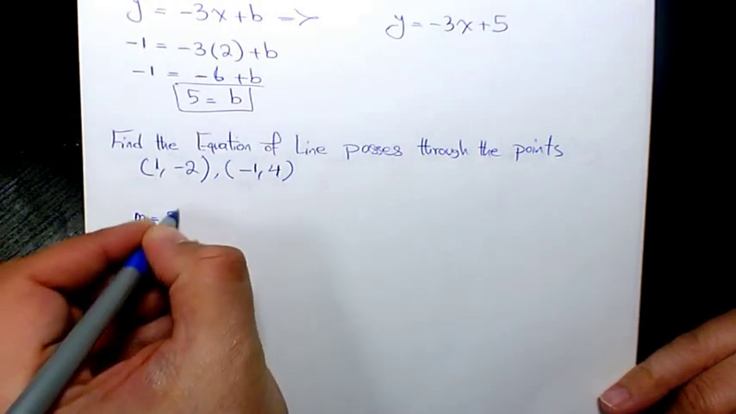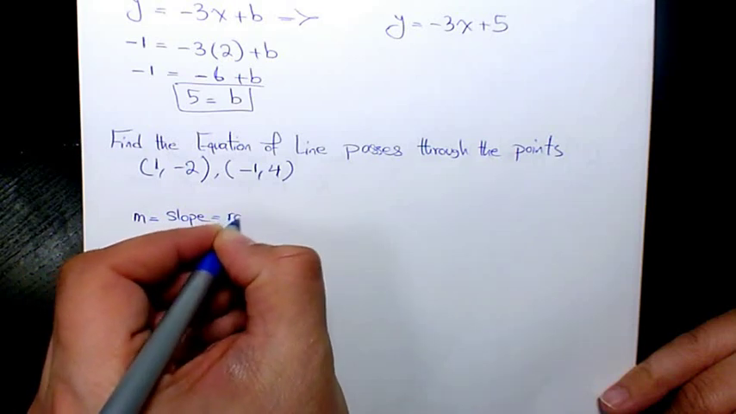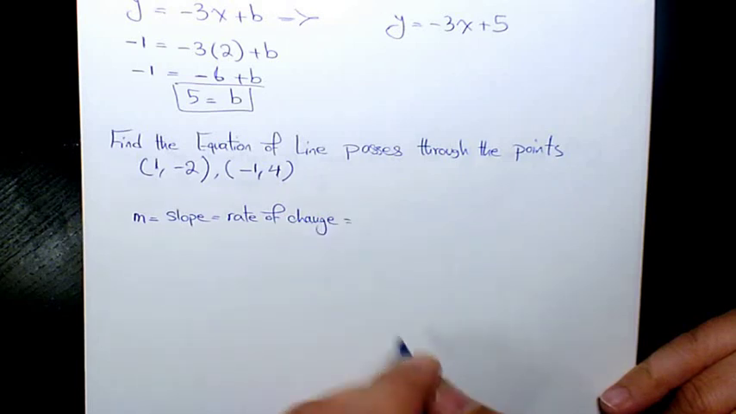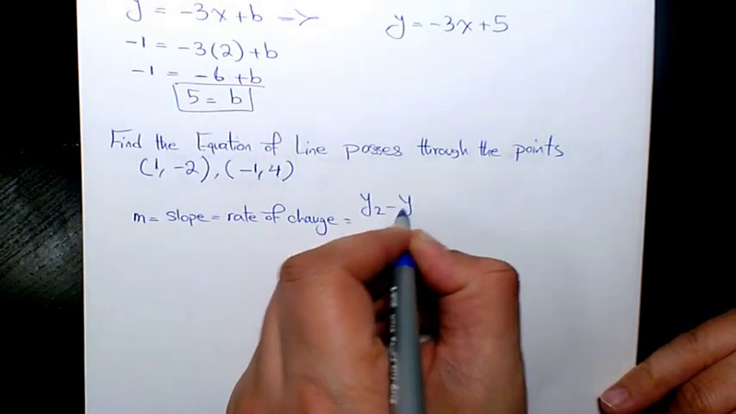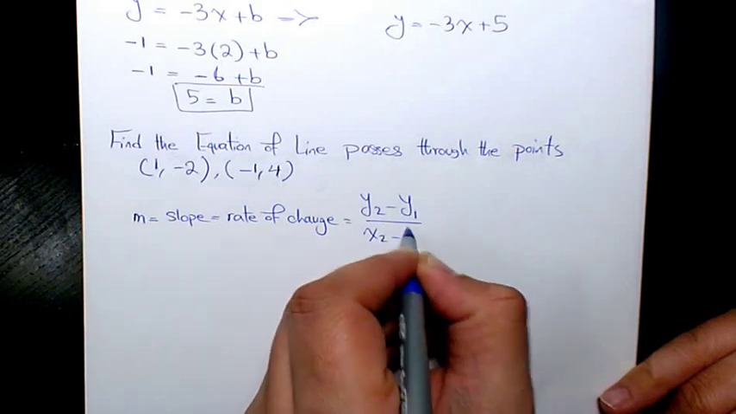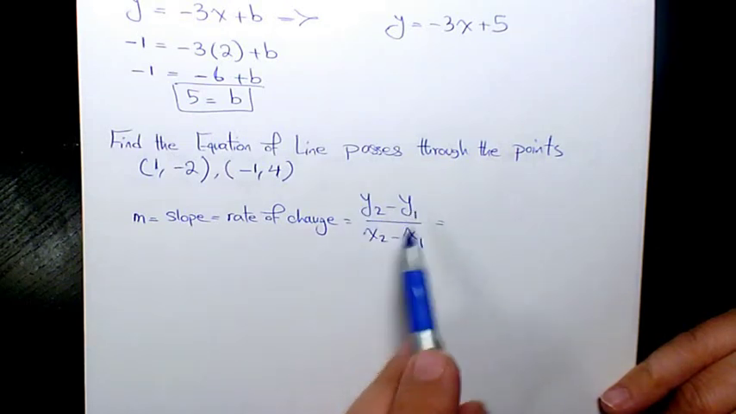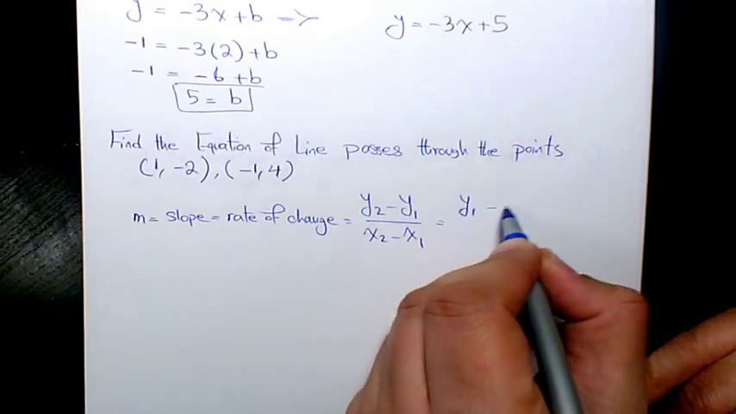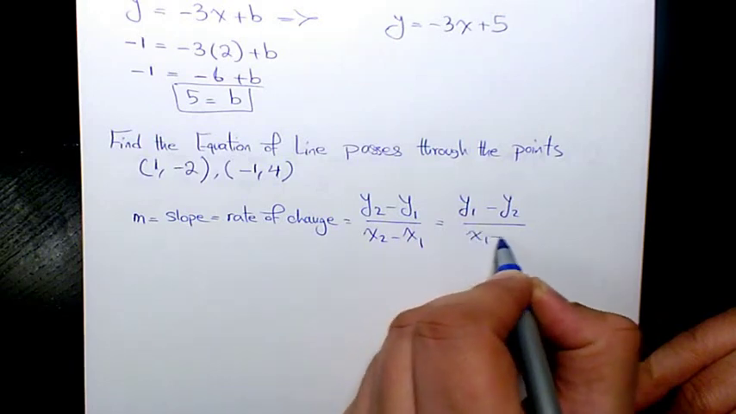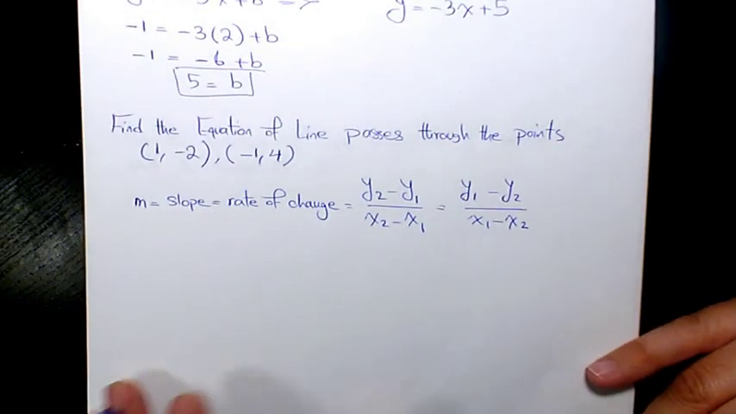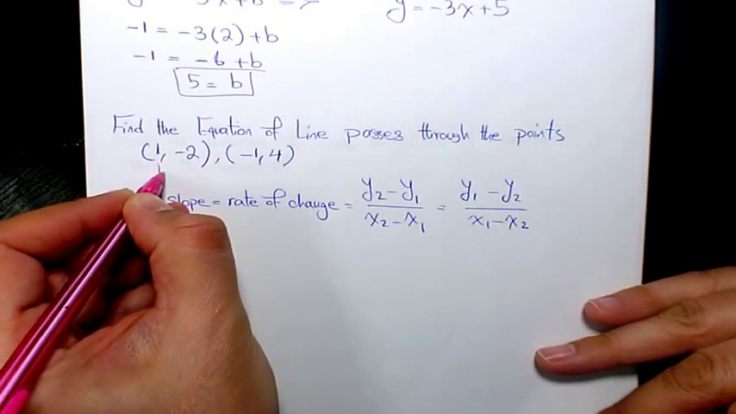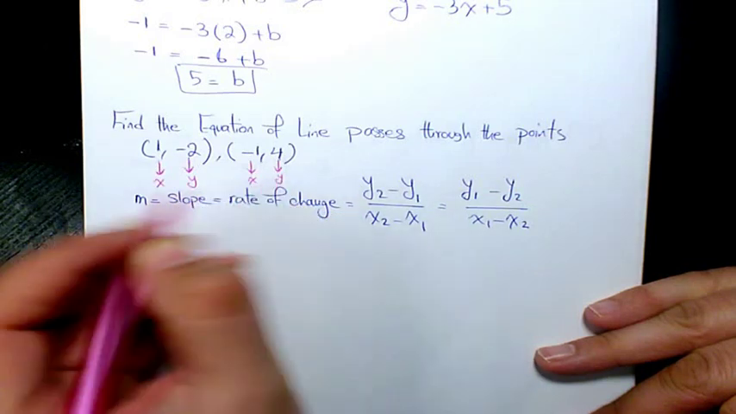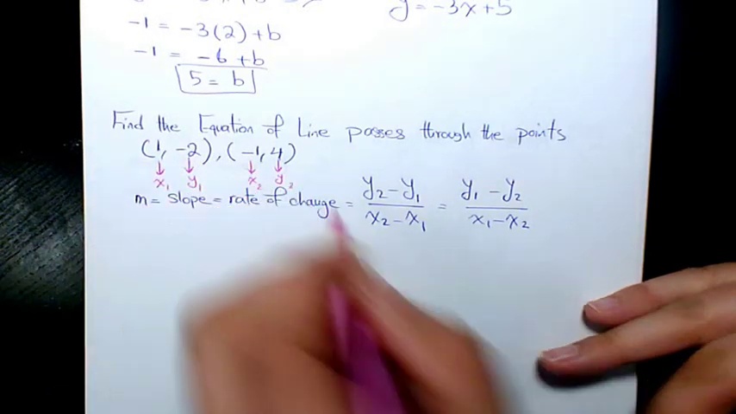M is the slope, sometimes called rate of change, sometimes called gradient. It is going to be the difference in y's divided by difference in x's, like y2 minus y1 divided by x2 minus x1. You could also say that y1 minus y2 divided by x1 minus x2. So in this example, the x component is here. That's the y component, x component, and y component. So x1, y1, x2, y2.